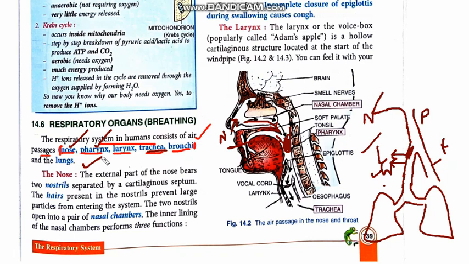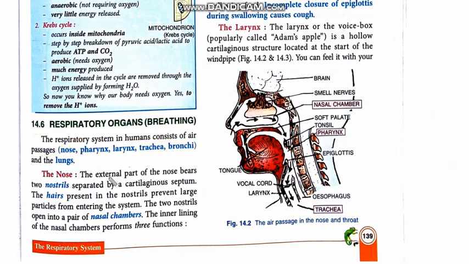Now let's discuss each of them in detail. First of all the nose. The external part of the nose bears two nostrils, and they are separated by a cartilaginous bone known as the septum. There are hairs present in our nostrils, and their function is to prevent large particles from entering the system. The two nostrils open into a pair of nasal chambers. What is the nasal chamber? Each nostril has its own nasal chamber, that's why it is a pair of nasal chambers.